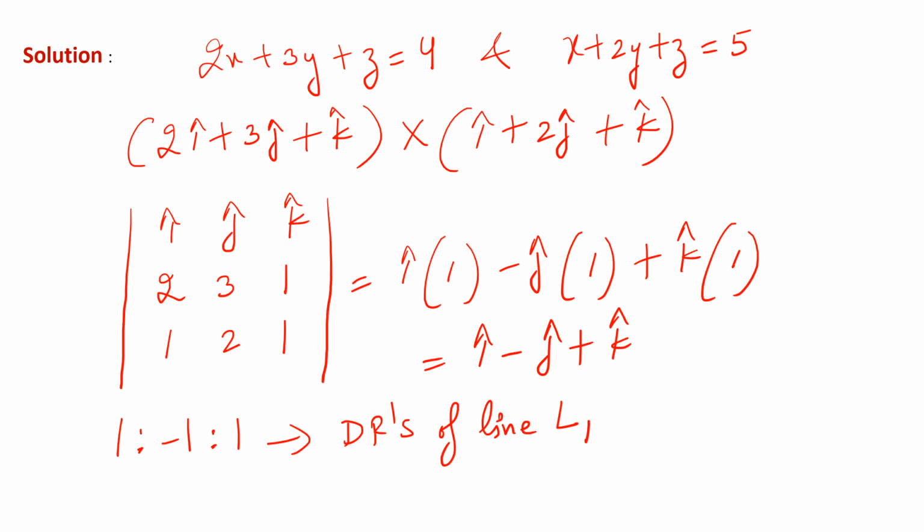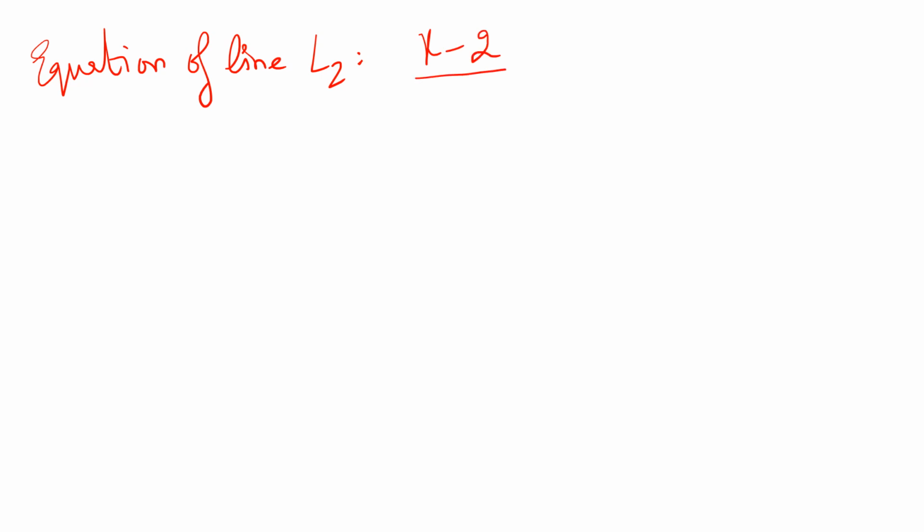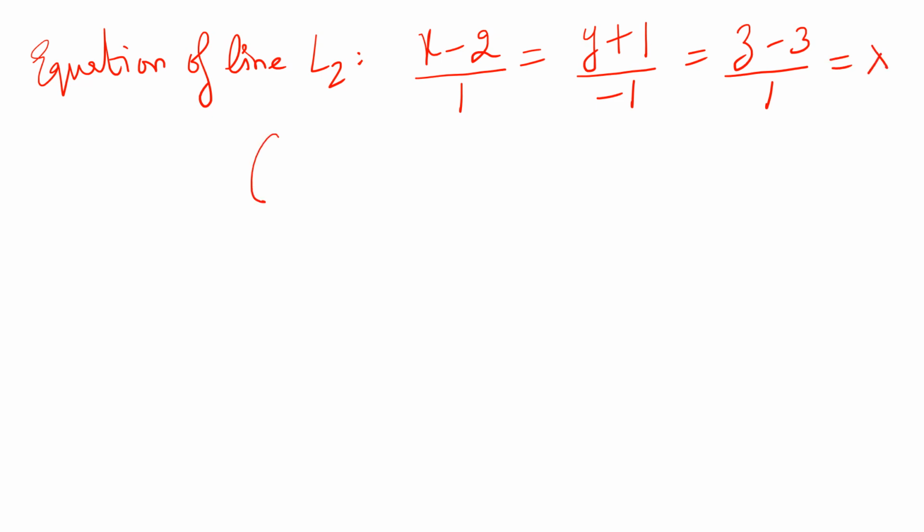Now students, we move further. I can easily write the equation of the line L2 as x minus 2 divided upon 1 equal to y plus 1 whole divided upon minus 1 equal to z minus 3 whole divided upon 1. If I put it equal to lambda, where lambda is a real number, then I get the general coordinates of any point lying on the line L2 as lambda plus 2, comma, minus lambda minus 1, comma, lambda plus 3.